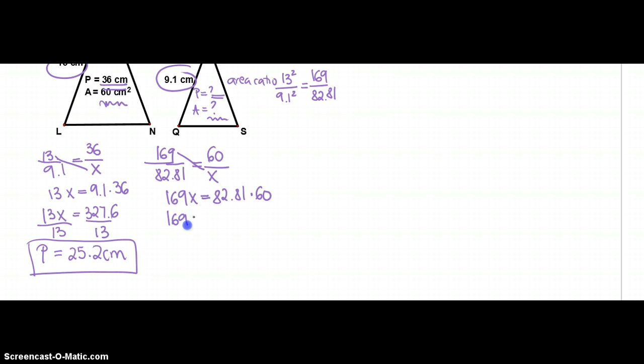So 169x equals 4,968.6. Divide both sides by 169. And you get area equals 29.4 centimeters squared. Okay, there you go. So that's the area of the second one.